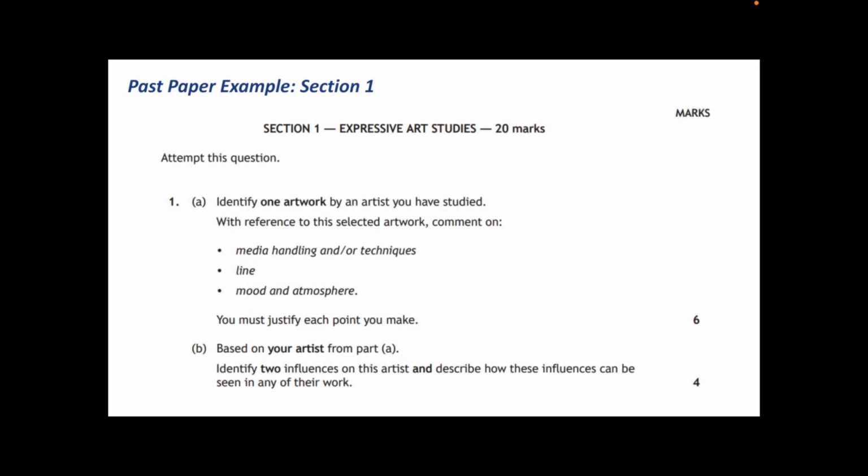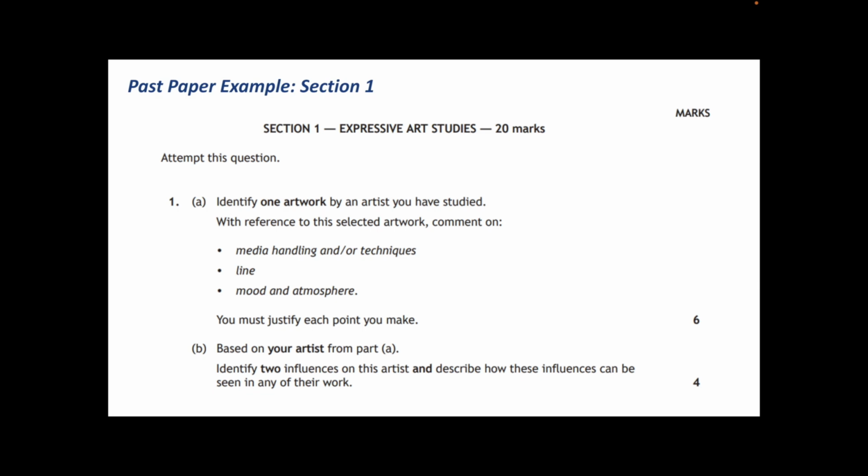Part B is worth 4 marks. It's predictable and does not change from year to year, so it's an easy 4 marks that you will know will come up in the exam. The question will ask you to identify 2 influences on this artist and describe how these influences can be seen in any of their work.